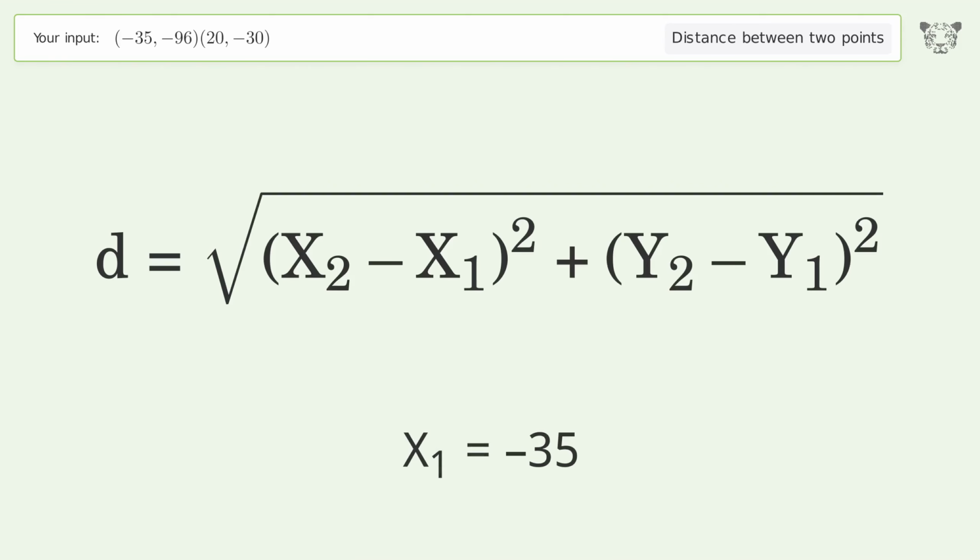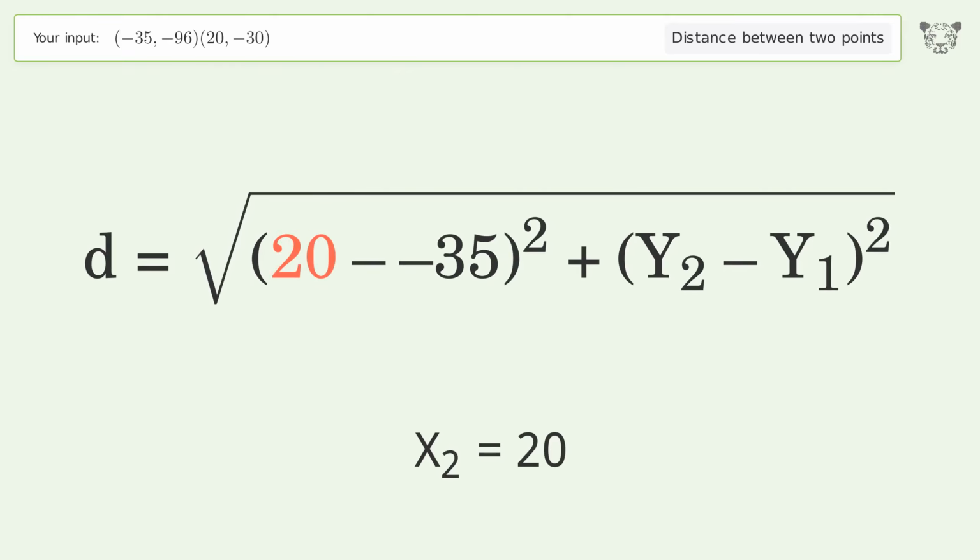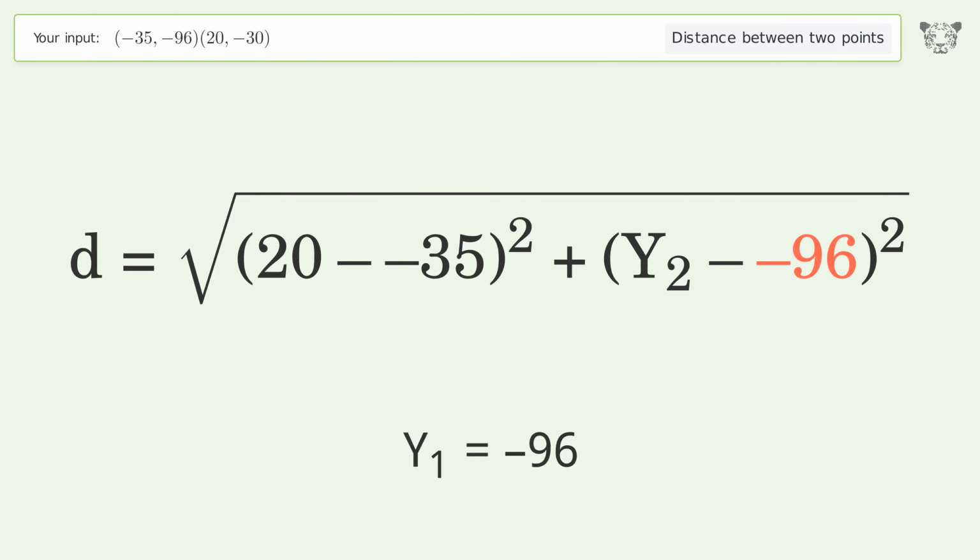x1 equals -35. x2 equals 20. y1 equals -96. y2 equals -30.